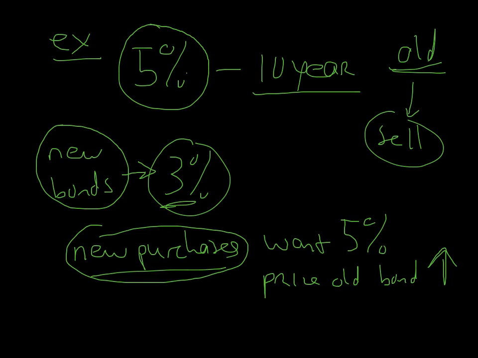And if you notice what happened, so when the interest rate fell, went from 5 to 3%, as we can see, when the interest rate fell, what happened to the price of the old bond? The price of the old bond increased. And hopefully that explains the inverse nature between price of bonds and the rate.